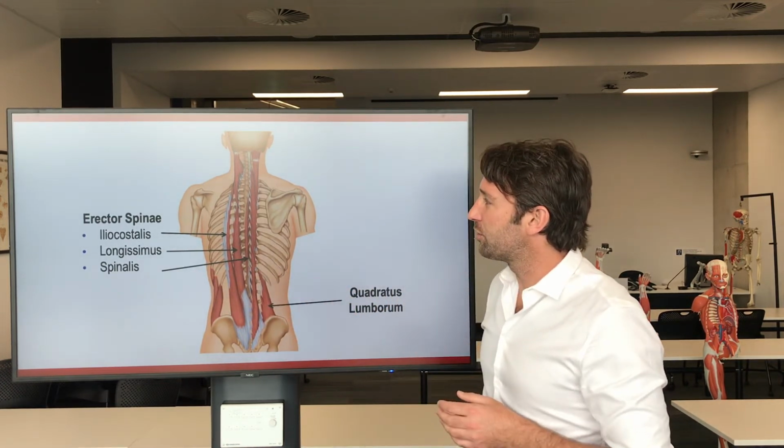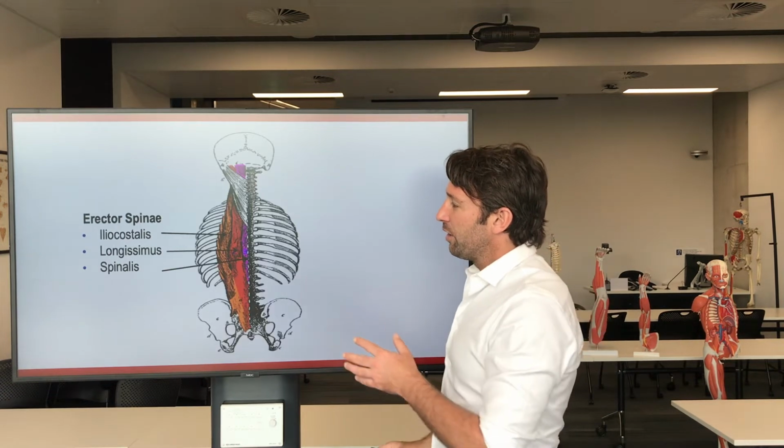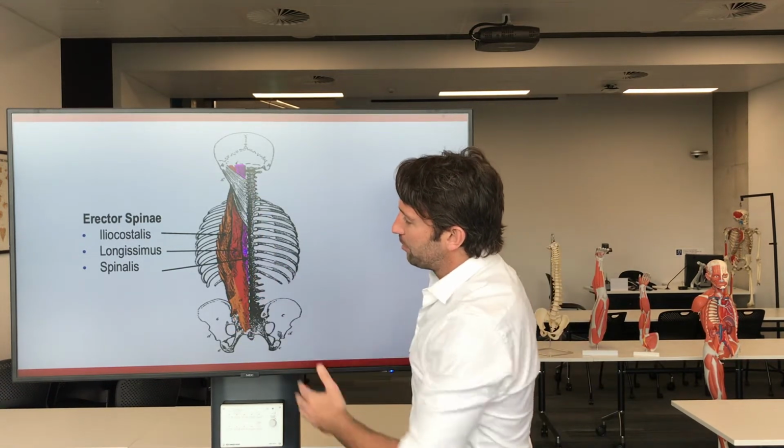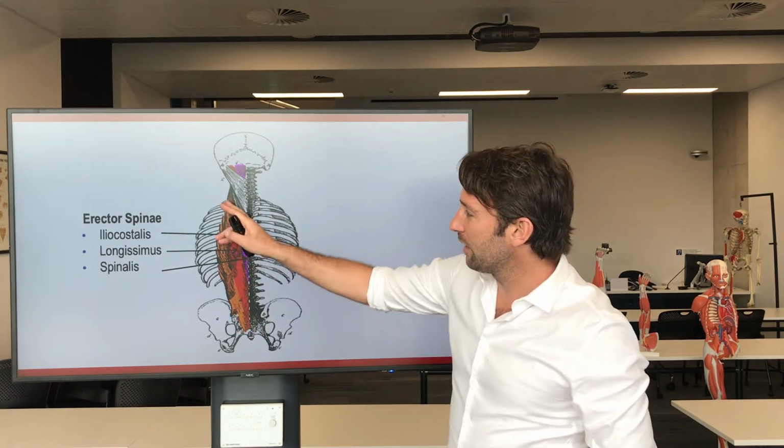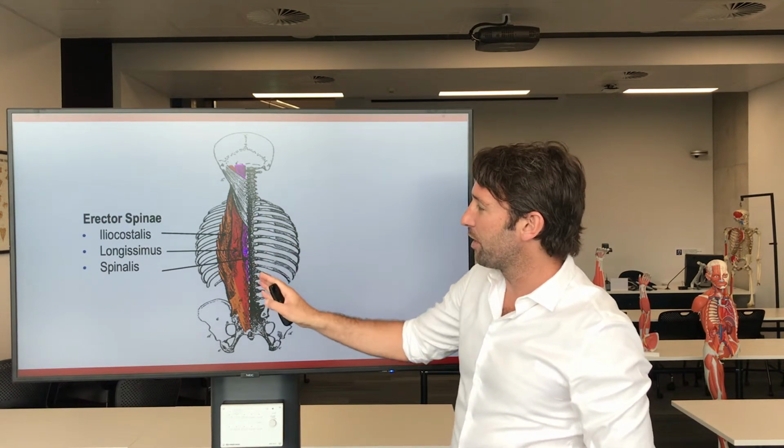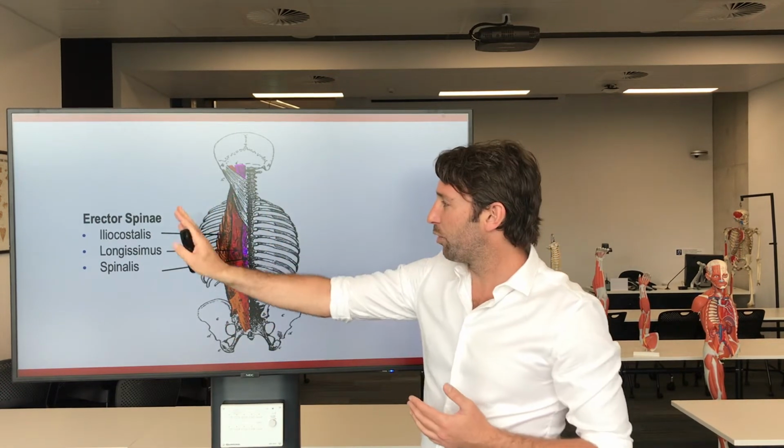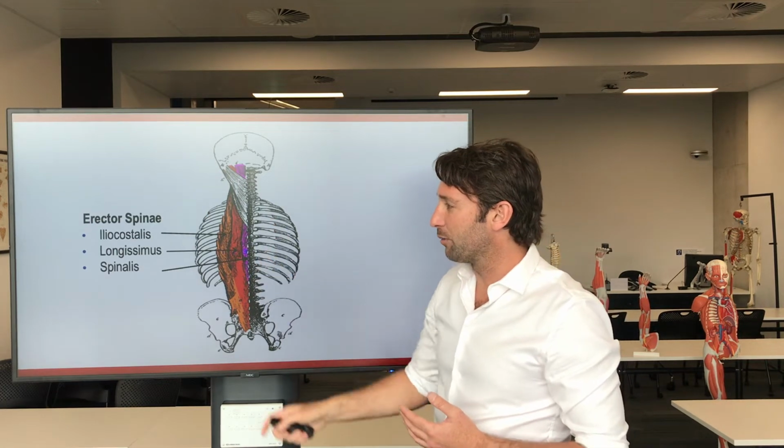I'll just flip over to show you this in colour. I know it's a bit more of a sketchy picture, but you can see the three muscle columns, iliocostalis, longissimus, and spinalis, arranging themselves from the most lateral to the most medial.